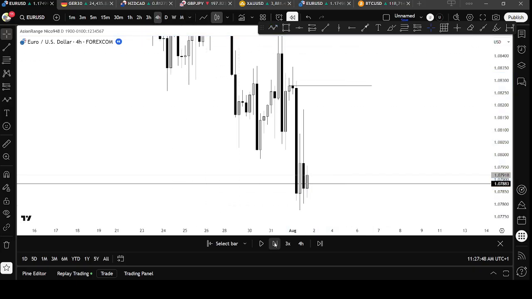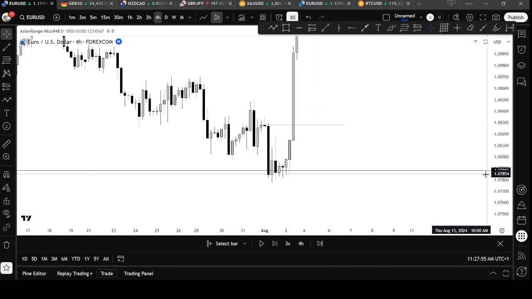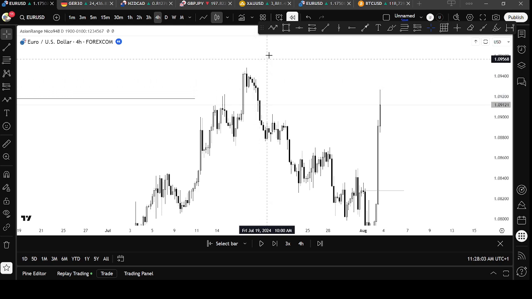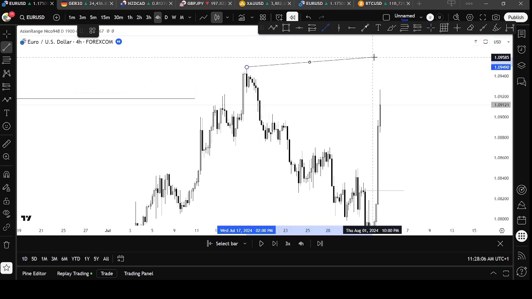Okay, so you see, after this break now, it's a confirmation that price is now bullish. You can now start looking for buys. That is a confirmation that price is bullish and the market is going to take out where? This high.